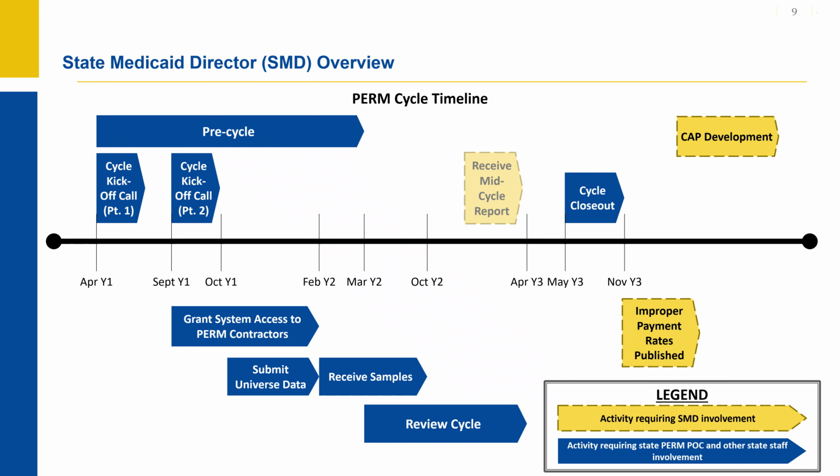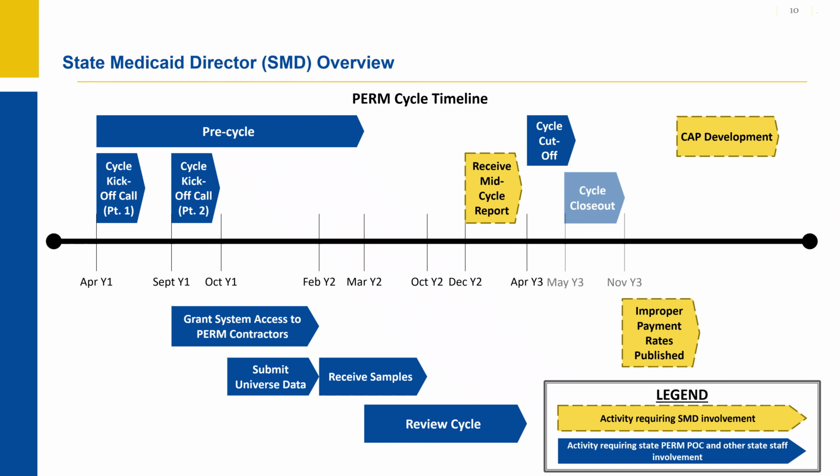In December of year 2, State Medicaid Directors receive a mid-cycle report that informs them of the cycle progress specifically within their state. In April of year 3, the cycle cutoff occurs. This means that 100% of the initial case reviews are completed and formally marks the completion of the case review phase.